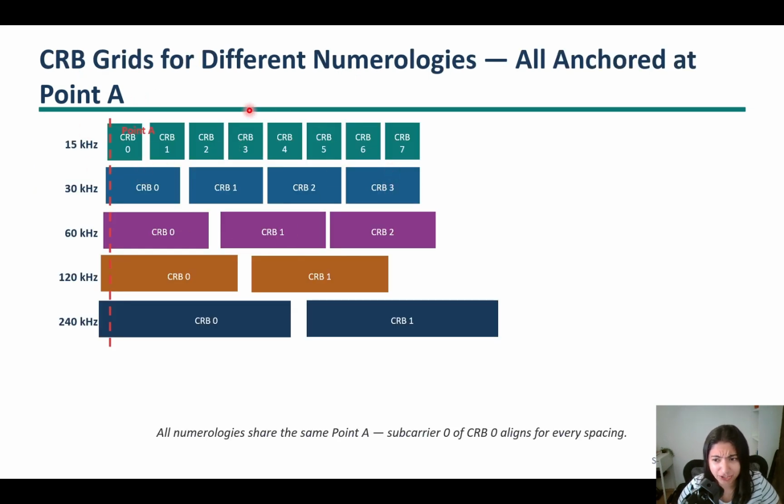This diagram shows the key insight about point A. Look at all these 5 numerologies: 15 kilohertz, 30 kilohertz, up to 240 kilohertz.